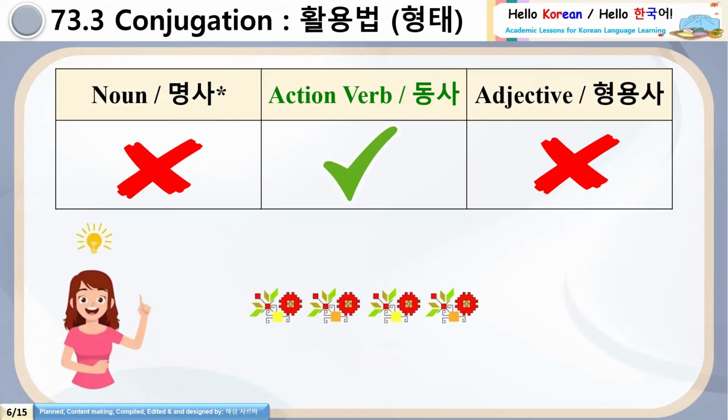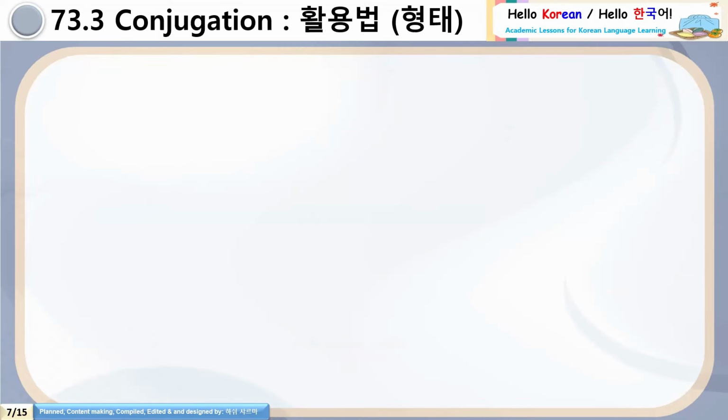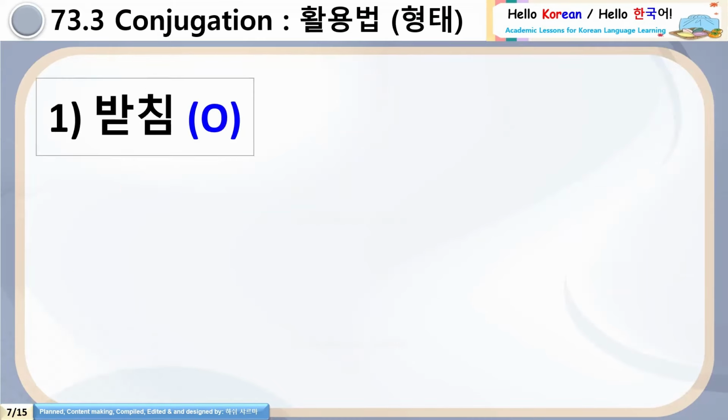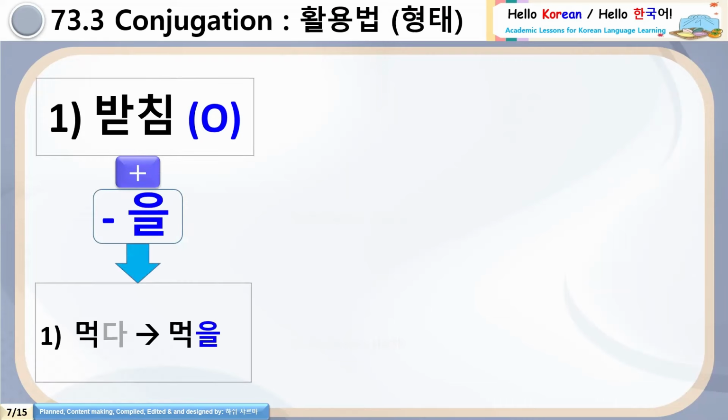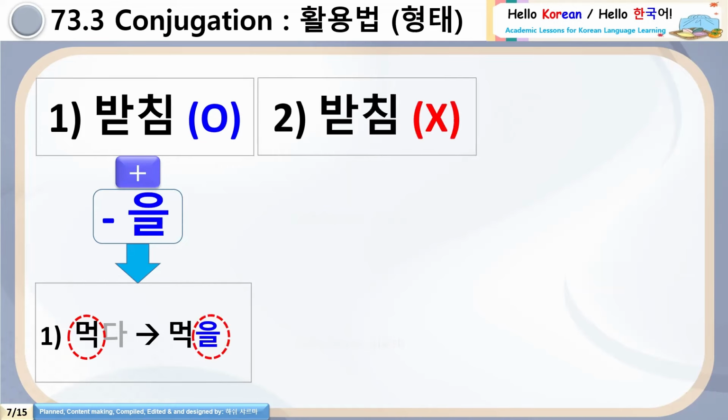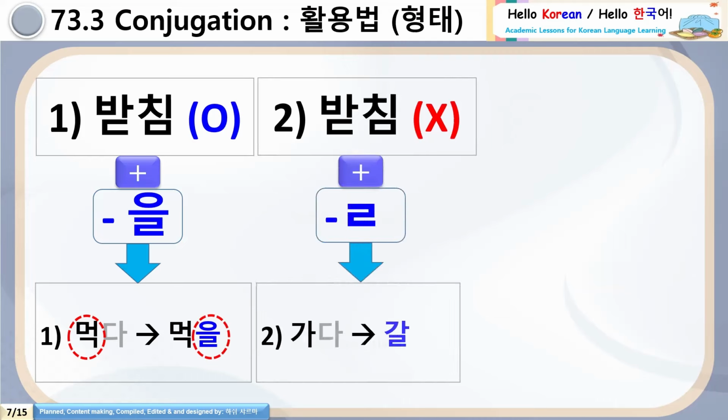Coming to the conjugation, it can be attached only with action verbs. See details here. If there is a pachim, what do we have to add? We have to add -ul. See number 1, mokta. Mokta will be mogal. Number 2, there is no pachim. Add -l only. See here number 2, khada. Khada will be khal.